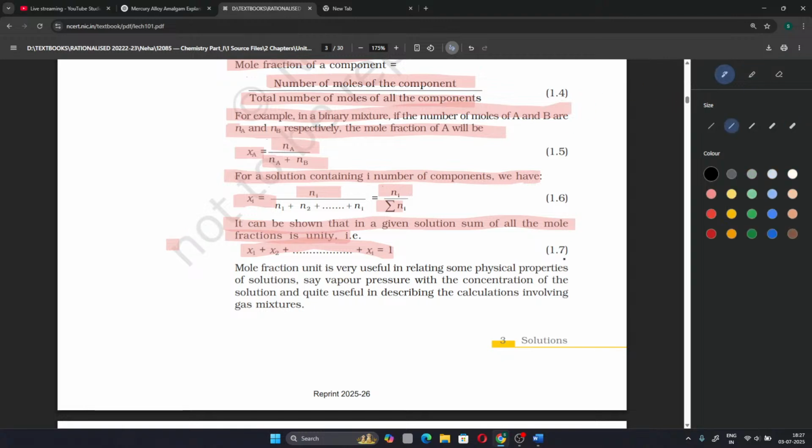For example, in a binary solution of A plus B, chi A, basically this is what they meant by subscript component. The component is mentioned in the subscript. In the case of mole fraction of A, we are doing number of moles of A by number of moles of B plus number of moles of A.